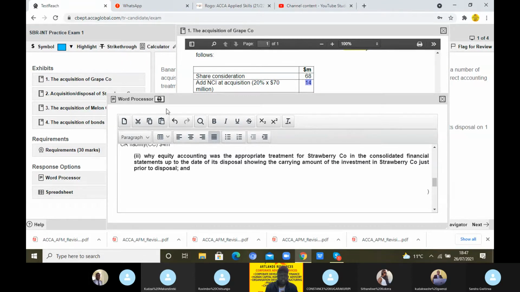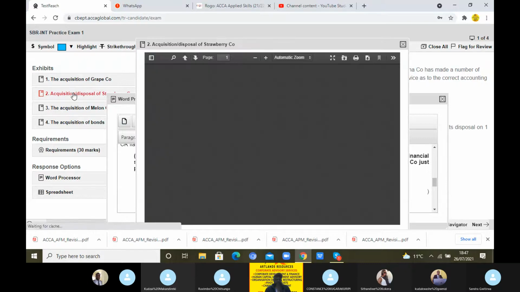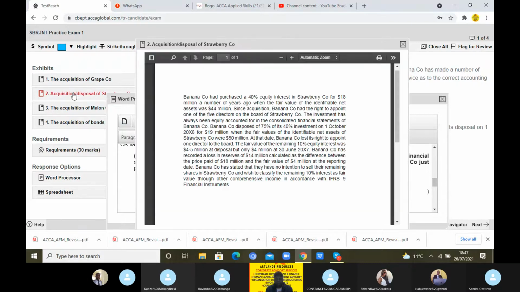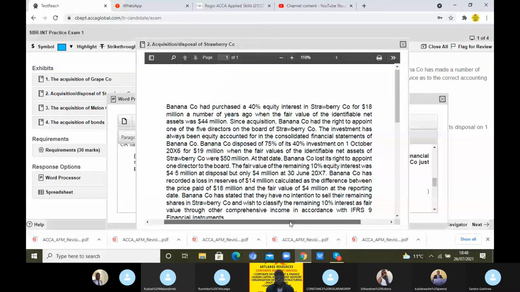So what I'm now going to do is open an exhibit on Strawberry. As far as Grape is concerned, I close it to keep my workspace clean. Now I am on Strawberry. This is what I have on Strawberry. It's a very small exhibit. So what I do is I come like this.